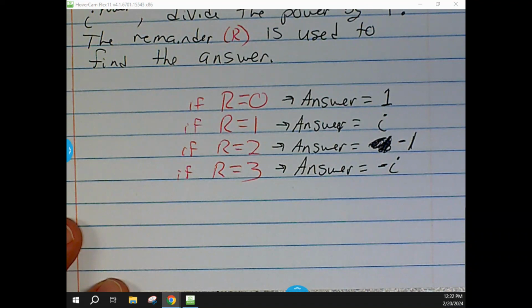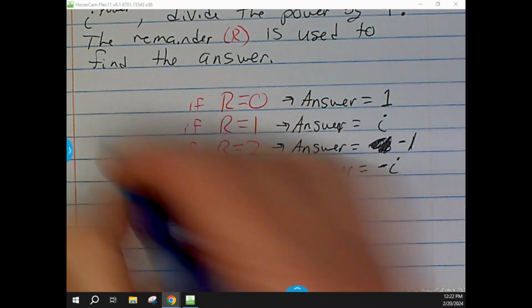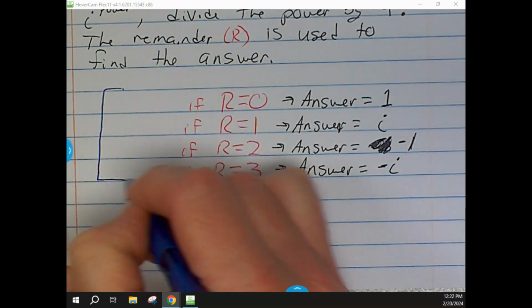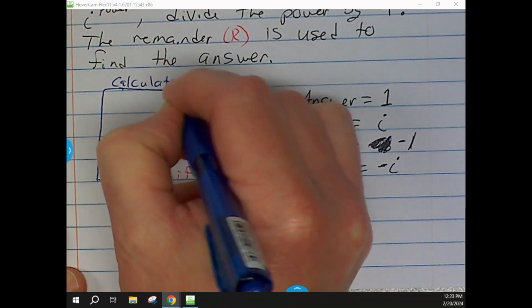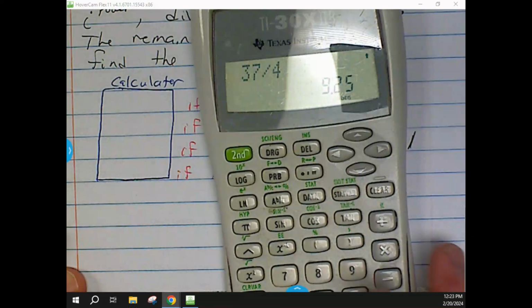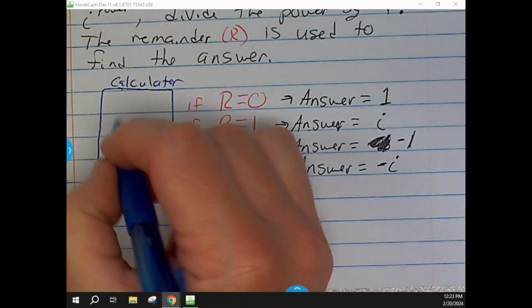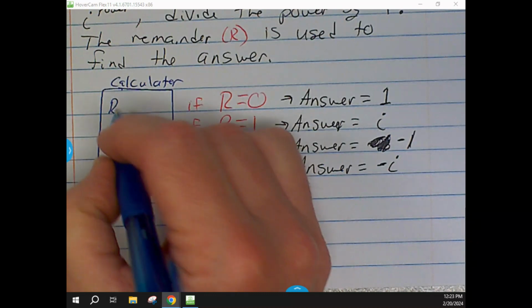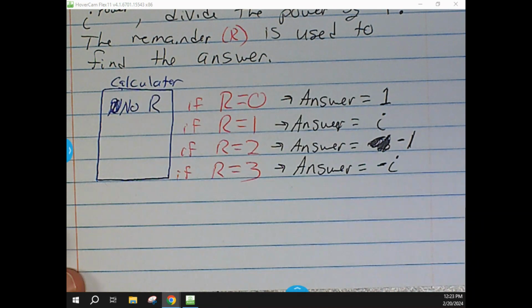Okay, now a lot of these, you're going to be using calculators and not doing long division by hand in this case. So for calculators, like this problem, we divided it, we got 0.25. So on your calculator, this one has no remainder, so you can kind of skip this part.